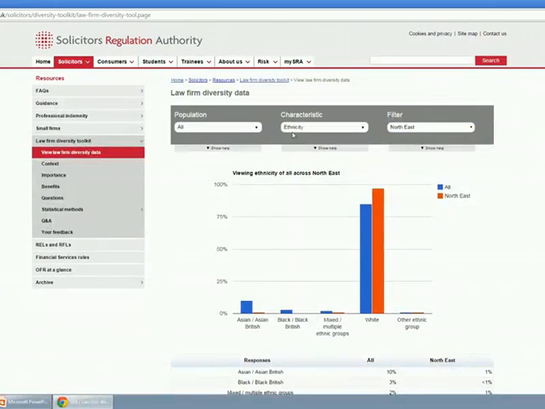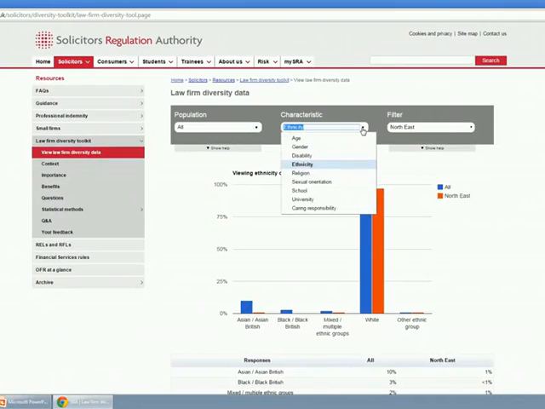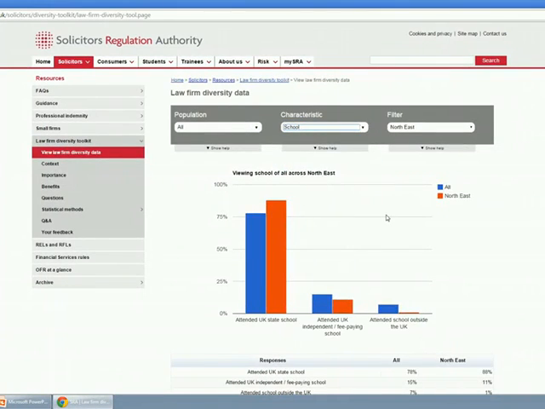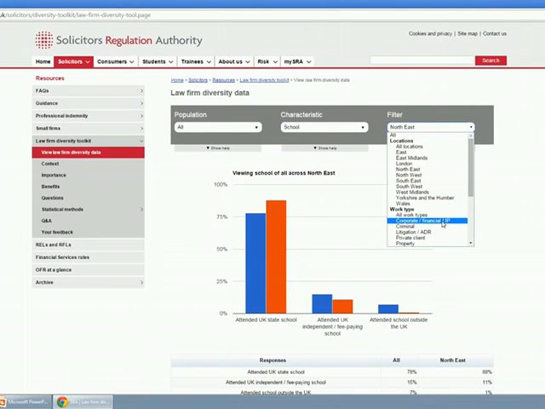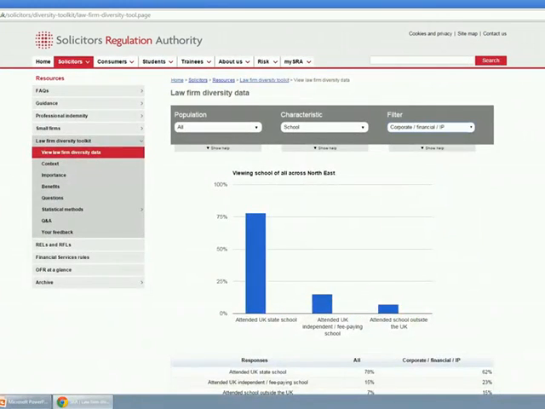Let's take another example now. I'm going to look at all again, so I'm going to leave that on the all section. I'm going to take a look at school for this example. So this is where people have been educated. And I'm going to take a look at the work type category and look at corporate, finance and intellectual property. And of all the work type categories, this is the best proxy for city firms.